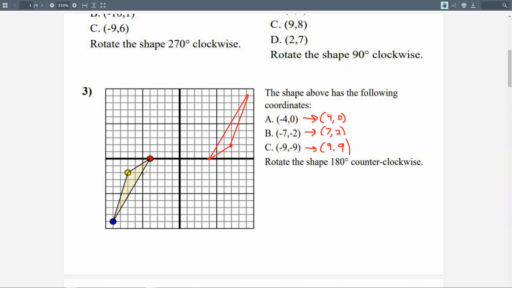We've rotated that 90 degrees. I'm sorry, 180 degrees. Well, that would be 180 clockwise, but that's going to be the same as 180 degrees counterclockwise, right? 180 clockwise is the same as 180 counterclockwise. It's going to go to the same spot. All right.